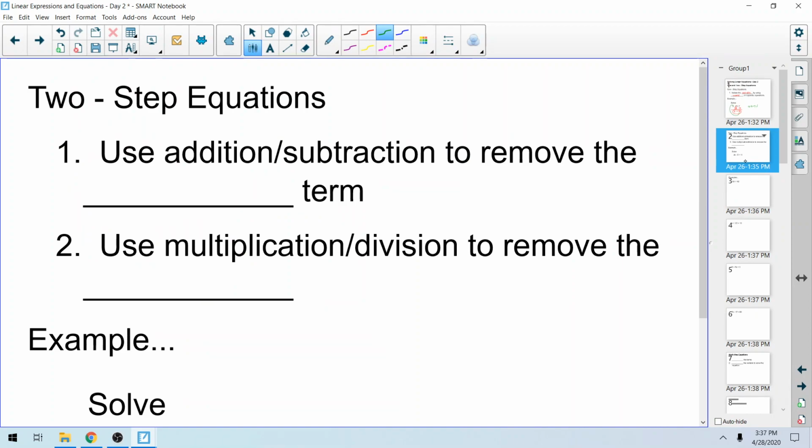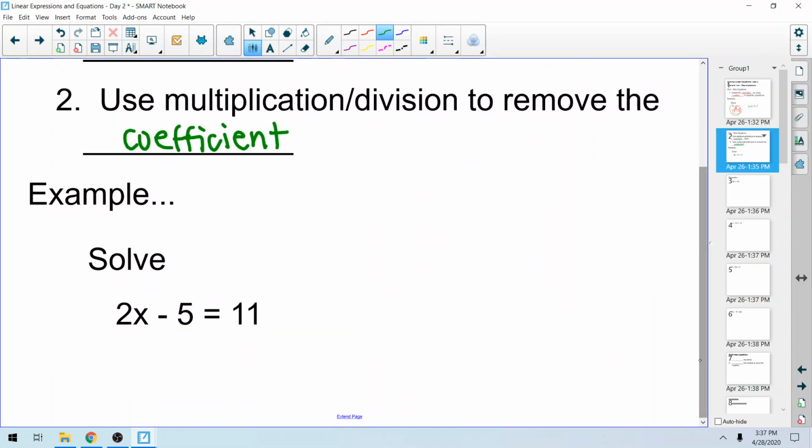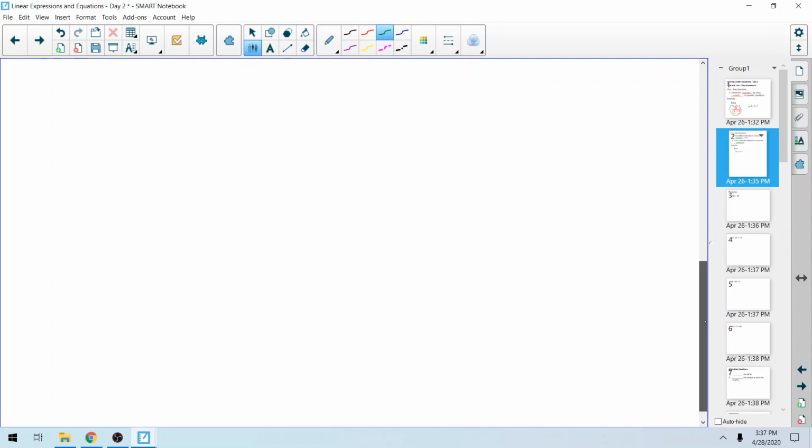Two-step equations. We're going to have two steps. Step 1, use addition or subtraction to remove the constant term. And remember, constant means it doesn't have a variable or a letter on it. Step 2, use multiplication or division to remove the coefficient, which if you remember means the number in front of the variable.